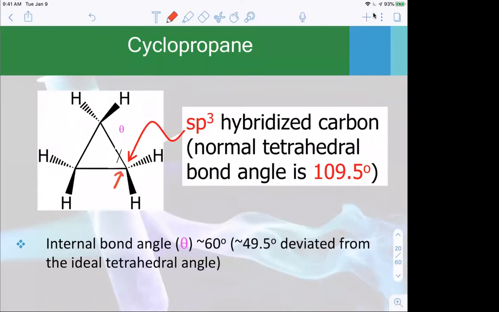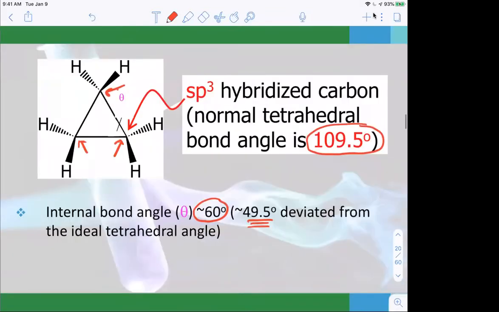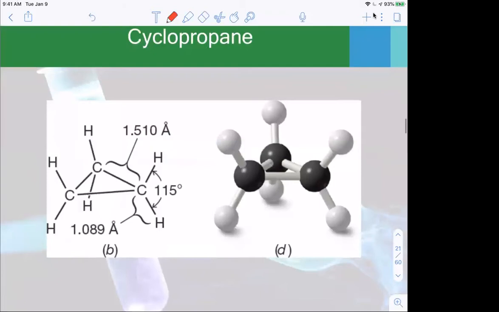Remember, these are all sp3 hybridized carbons, so they should have a bond angle of 109.5. But in a cyclopropane, my bond angle is roughly 60 degrees because my ring size is so small. And what I notice is that's a huge deviation from the ideal tetrahedral angle. Now, make the model of cyclopropane, and you're going to see something like this. And what you're going to notice is that I do have these eclipsing sort of interactions as I go across and around the ring here. So we know that that's unstable anyways.